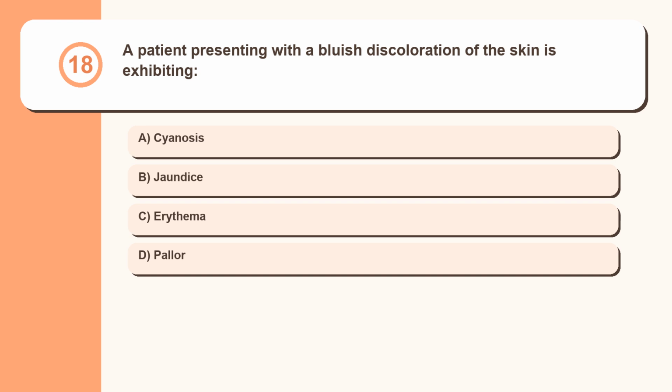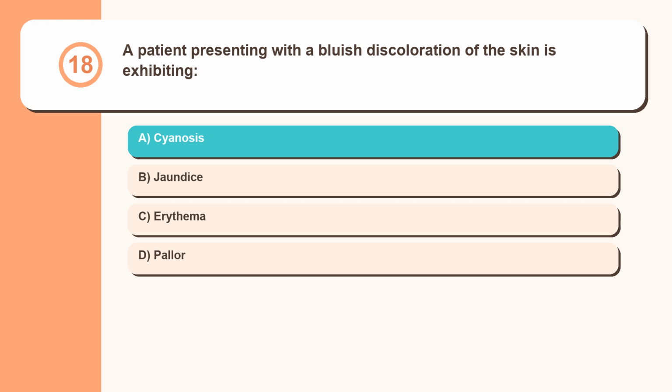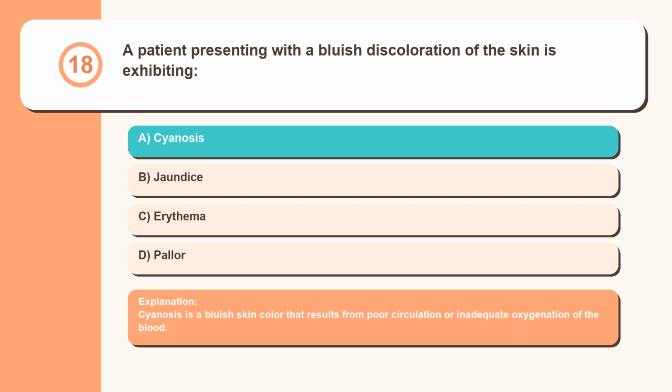Question 18. A patient presenting with a bluish discoloration of the skin is exhibiting cyanosis, jaundice, erythema, pallor. Cyanosis is a bluish skin color that results from poor circulation or inadequate oxygenation of the blood.